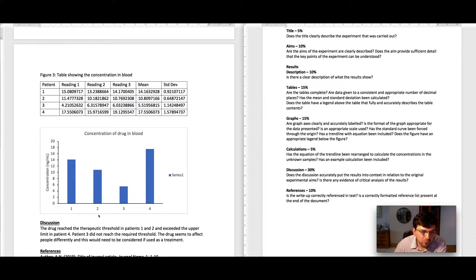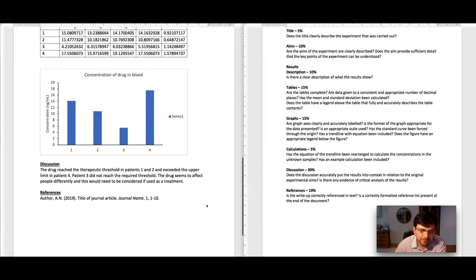It would be beneficial perhaps to have a label on the axis here saying patient. And this series one label here, which is a default in Excel, doesn't add anything to this graph at all, so it can be removed. Again, we've got a title here, so the concentration of drug in blood, so it does describe what's there. But again, we wouldn't use this kind of formatting in a scientific paper. So you would need to have a figure legend under there, which would describe that figure and what it shows.